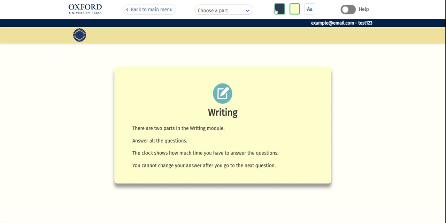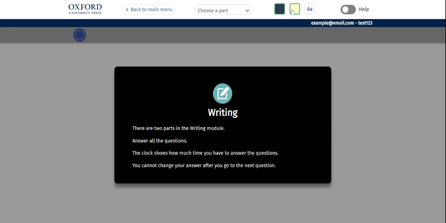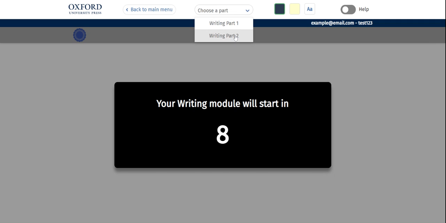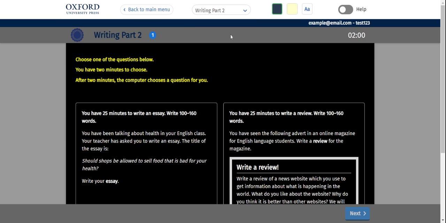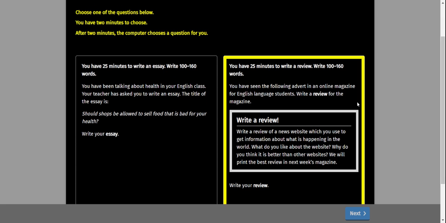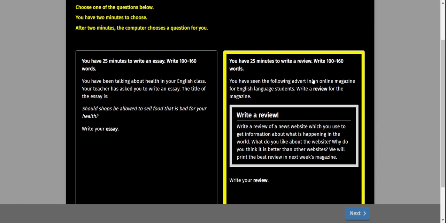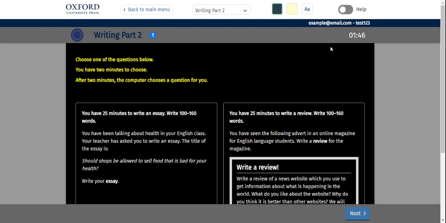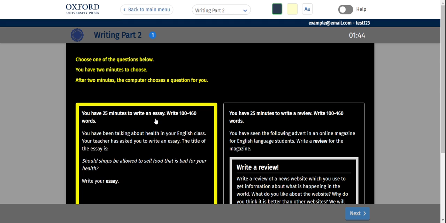Now I can change what the background looks like. So I'm going to go a little bit darker today. This is the lighter background, and I'm going to hit the darker background. And now I'm going to choose writing part 2. And notice, right writers, if you don't make a choice, it's going to go ahead and kick you into the writing portion right away. So in the previous video, I had created a review in 25 minutes and I chose the option on the right. However, in this video, we're going to be writing an essay in 25 minutes.